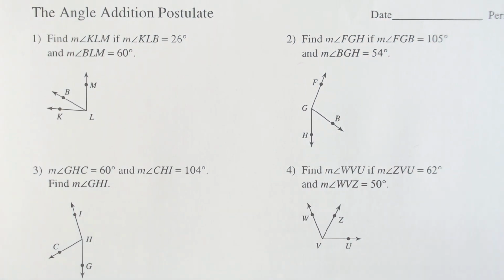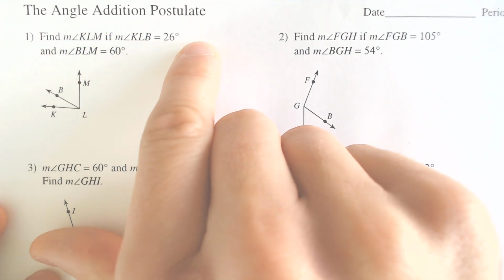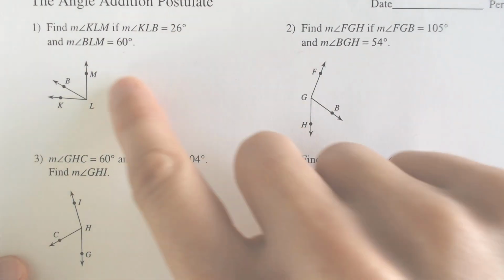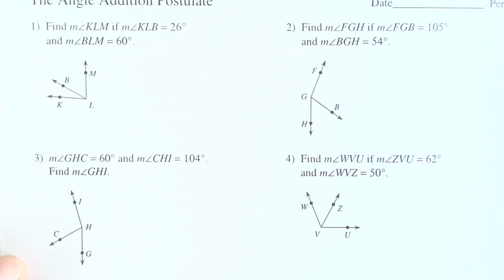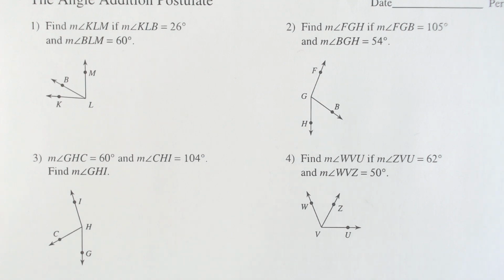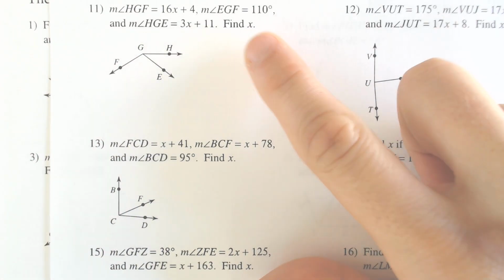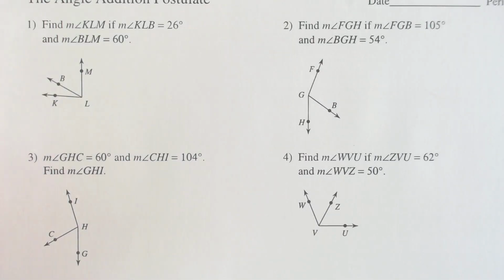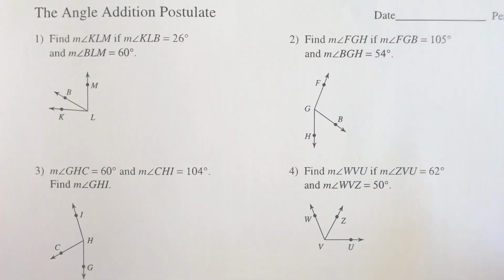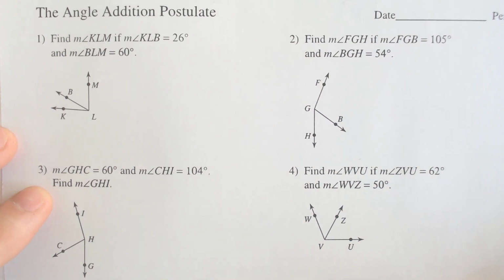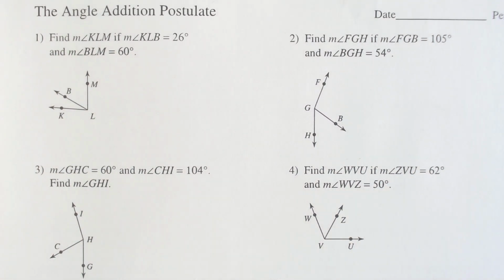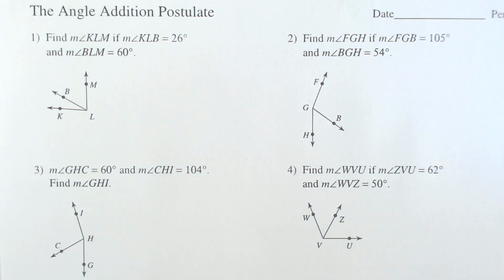Today we are going to be tackling the angle addition postulate. We're going to start out with some easy problems that do not have variables such as x, and then in a little bit we are going to be having to solve for x. So let's get into it. The angle addition postulate is much like the segment addition postulate, where you have to add up the two smaller parts to equal the entire thing.